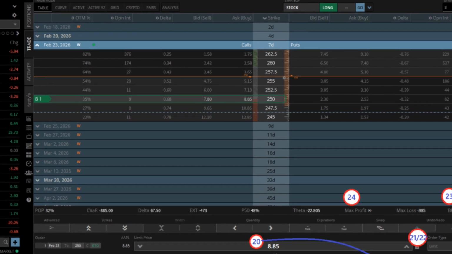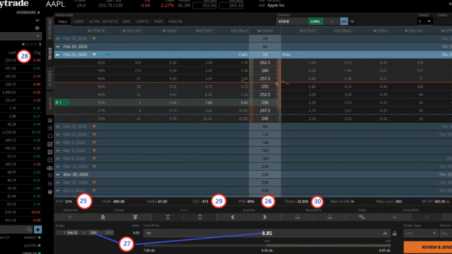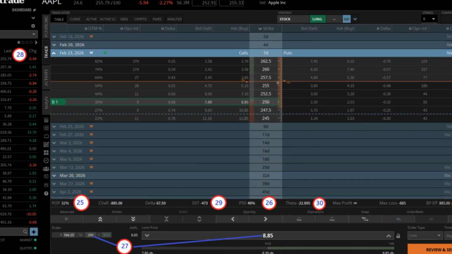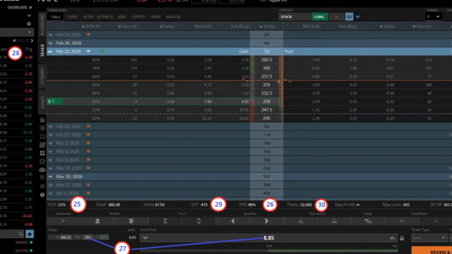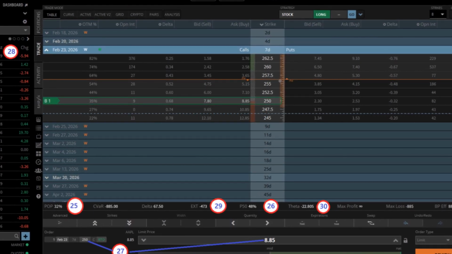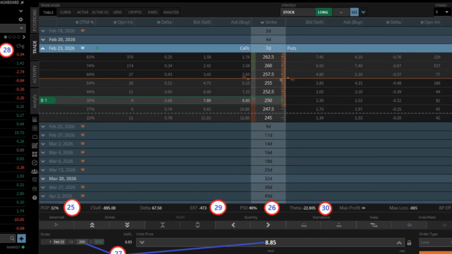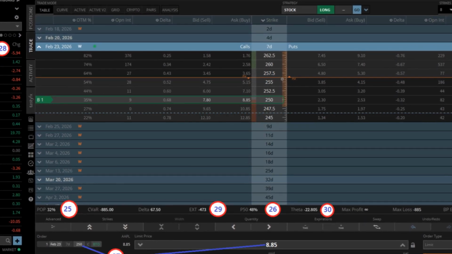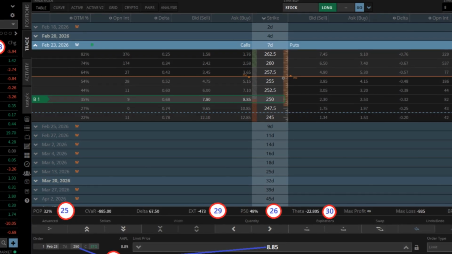23. Buying power effect. What it means: this shows how much money from your account will be used for the trade. Why it matters to you: this is how you control position size and risk per trade. Simple idea: it tells you, can I afford this trade?